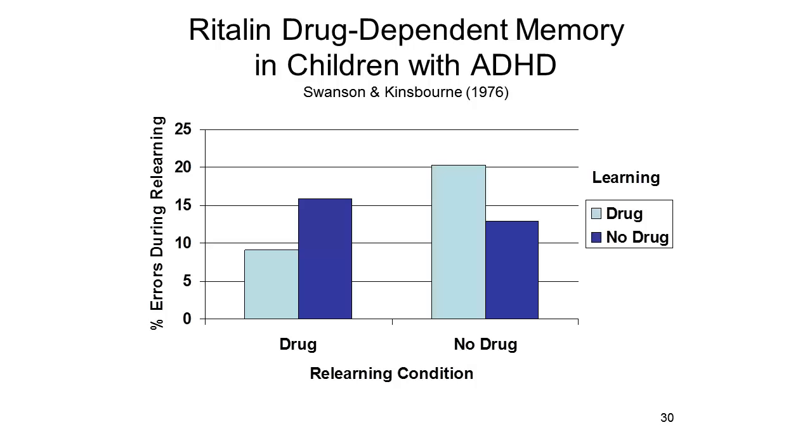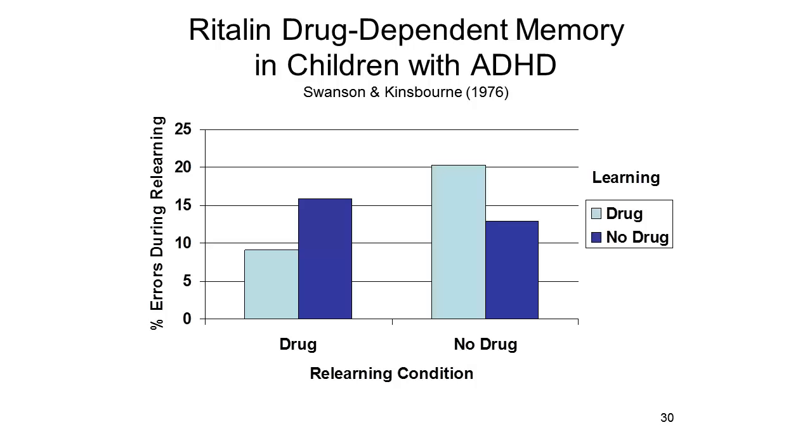In this experiment, Jim Swanson and Marcel Kinsborn, two Canadian psychologists, looked for evidence of drug state dependency in children who were taking Ritalin as a treatment for ADHD. Some children originally learned the list under the influence of Ritalin, and others did not. Then these two groups were divided, and the conditions crossed for testing, so that half the kids in each group were tested after they had received a dose of Ritalin, and the others were tested after Ritalin had washed out of their system. Again, this 2-by-2 design is typical in studies of state-dependent memory.